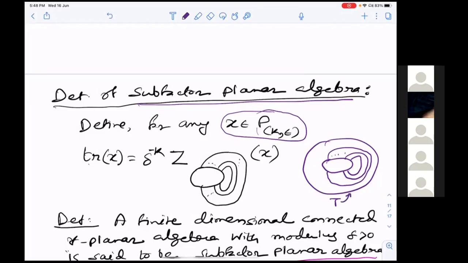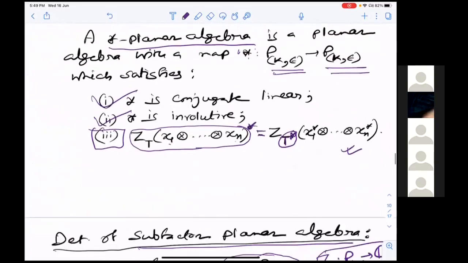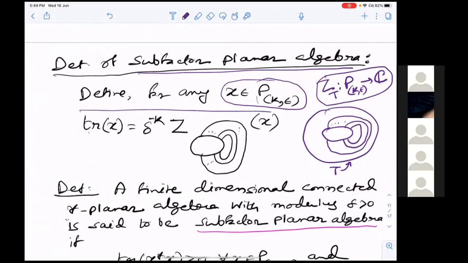So if this is my T, Z_T is defined from where to where? The internal disk has color k epsilon, so it is defined from Pk epsilon to P0 plus. But by connectedness, if it is connected, it will land up in scalars. And one can easily show by sphericality that this is a trace. We have assumed that the planar algebra has all those good properties I mentioned earlier. Then we define the trace. So one can show that this will be a pictorial trace.